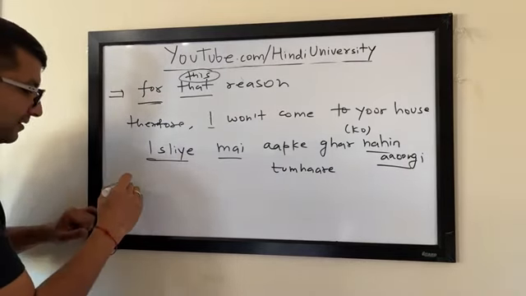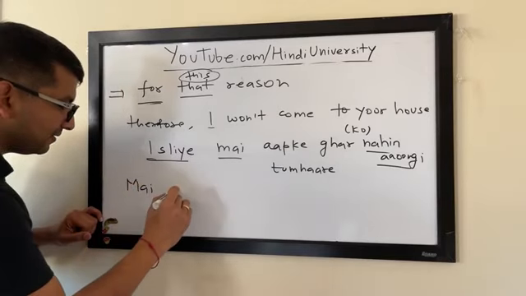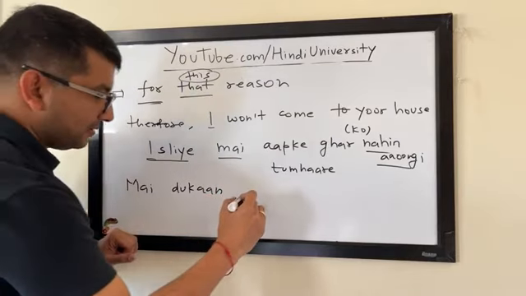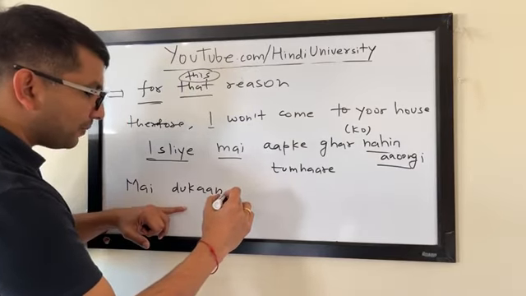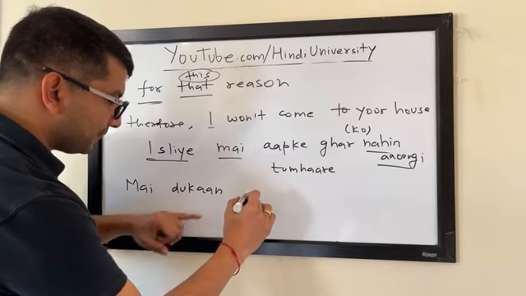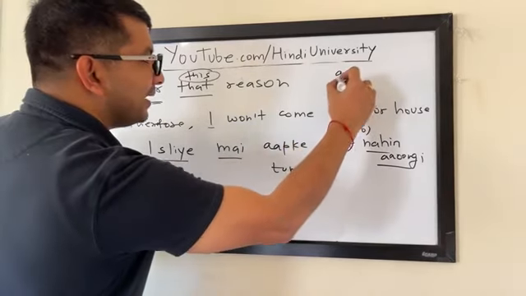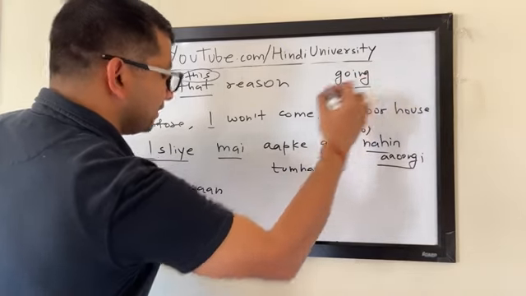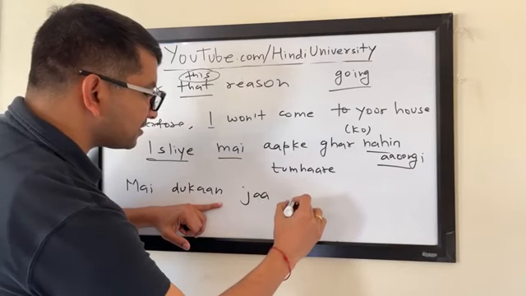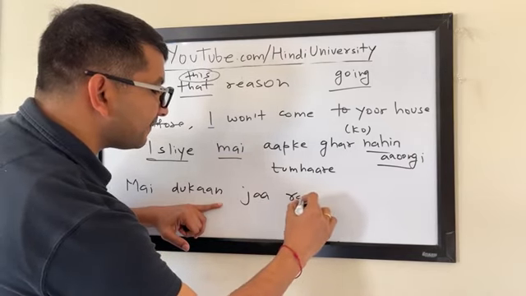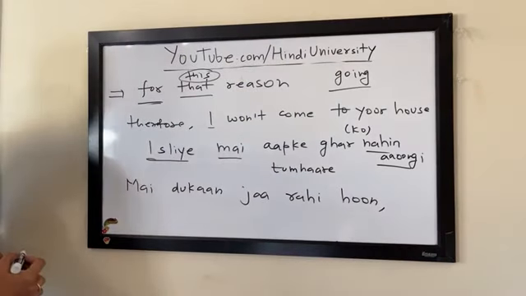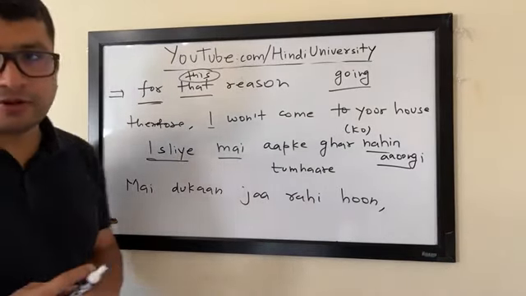Main dukan aaungi. Okay, no, say I'm going to the shop. So present continuous, going, right? I am going to the shop. So main dukan ja, present continuous. Right. Very good. Main dukan ja rahi hun. Isliye main aapke ghar nahi aaungi.